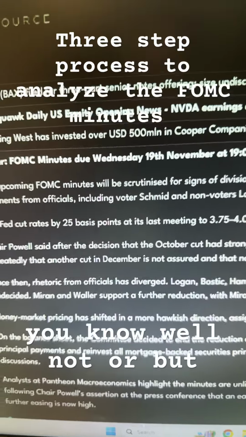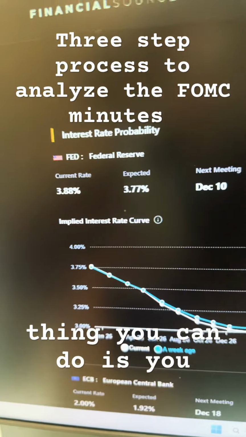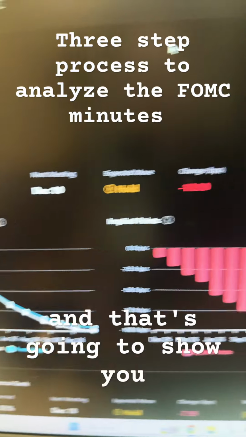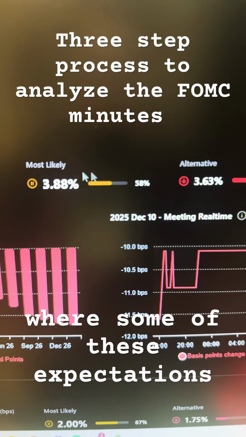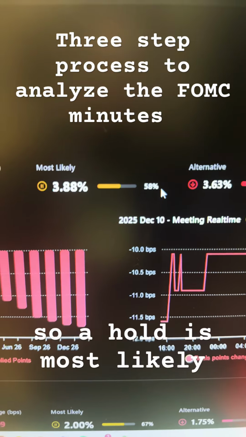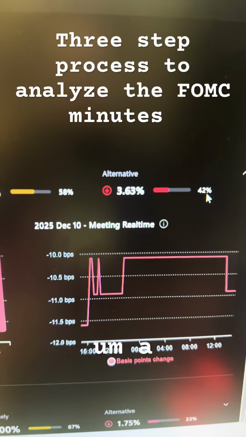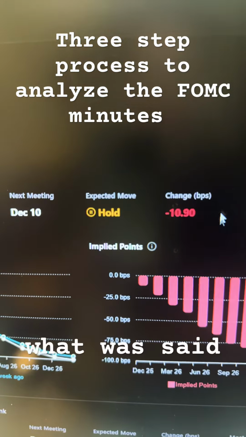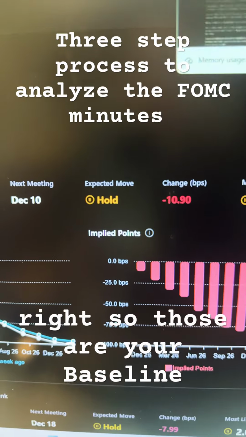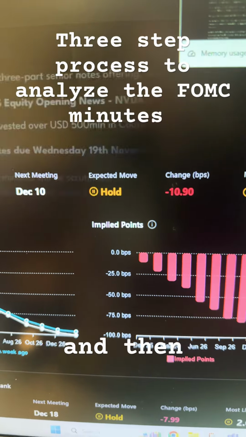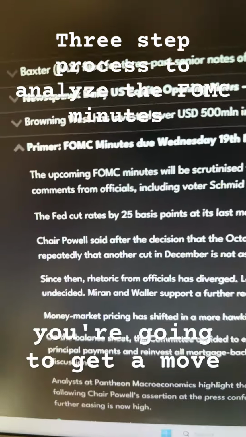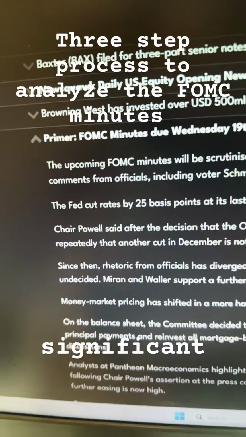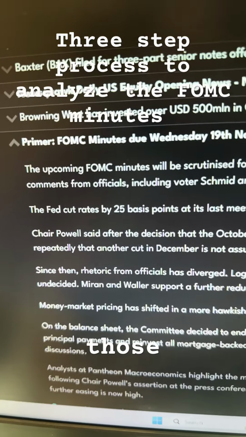But another helpful thing you can do is use our rate tracker, and that's going to show you exactly where some of these expectations sit. So a hold is most likely at 58%, a cut at 42%, right? And that's holding up with exactly what was said in the newsfeed, right? So those are your baseline expectations. And then you're going to get a move if you get a significant deviation from those expectations, right?